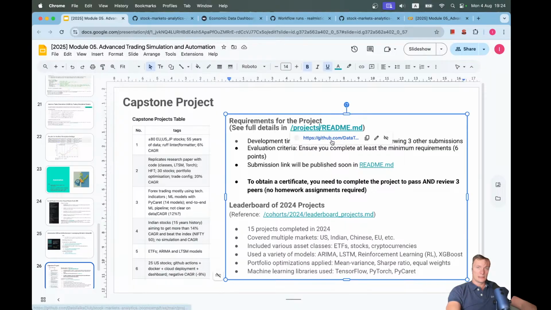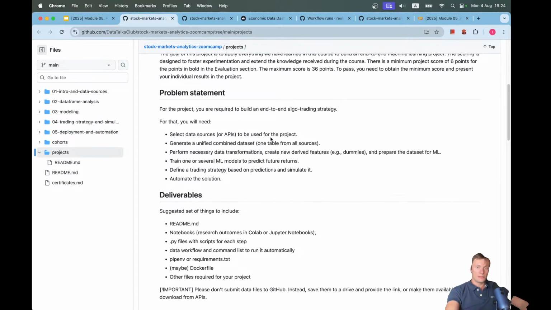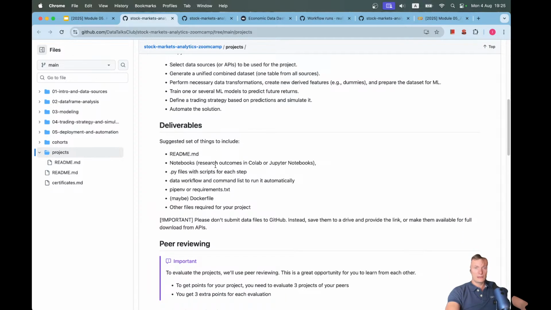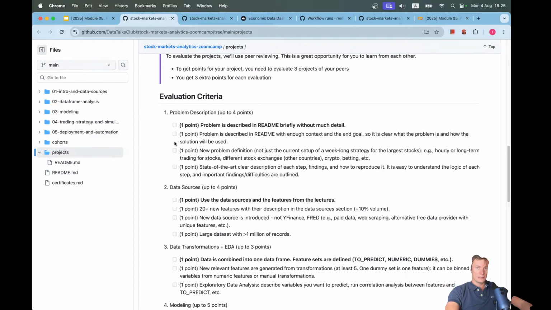Okay, let's look at the criteria. You can see the problem statement, deliverables, and which files are recommended to include. Then there is a problem description. The minimum action that you need to do is in bold. So you get 1 point if the problem is described in the README briefly without much detail. But if you cover all the logic, you can get additional points.